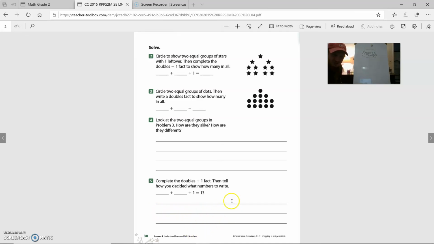Sometimes questions that ask us to write about our math can be a little tricky, but I think that we can still handle it. All right, that is the end of our lesson today. Go take your quiz, and I will see you in a second.